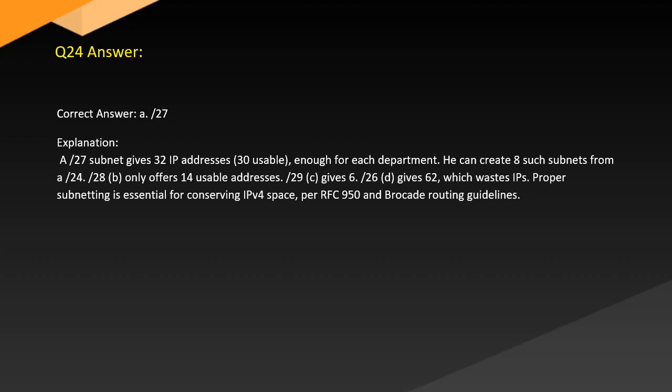Answer. Correct answer: A. /27. Explanation: A /27 subnet gives 32 IP addresses, 30 usable, enough for each department. He can create 8 such subnets from a /24. /28, B, only offers 14 usable addresses. /29, C, gives 6. /26, D, gives 62, which wastes IPs. Proper subnetting is essential for conserving IP space per RFC 950 and Brocade routing guidelines.